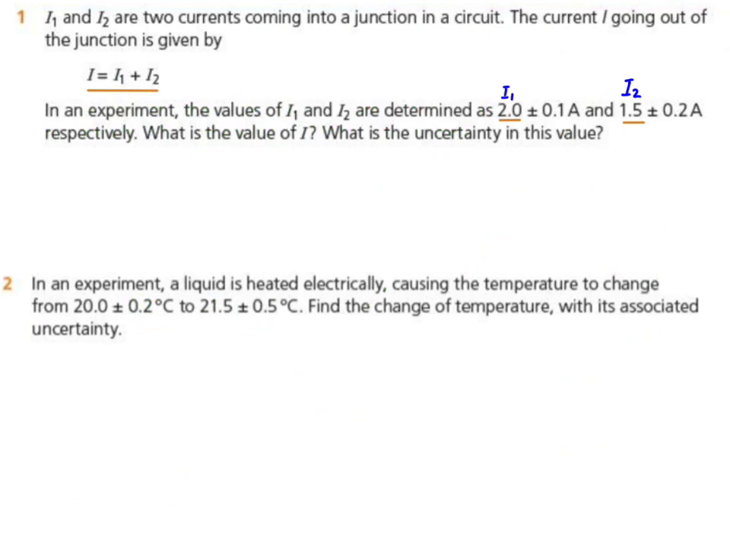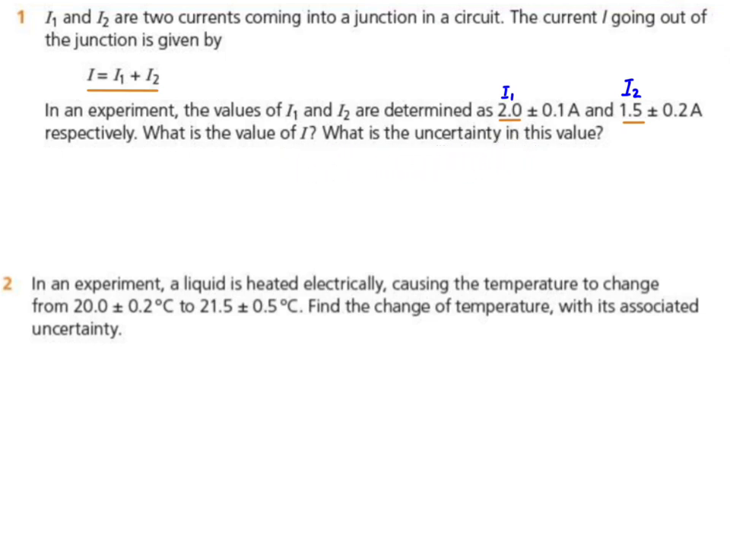Now another question on this concept of addition and subtraction. The question says I1 and I2 are two currents coming into a junction in a circuit. The current I is going out of the junction, given by I equals I1 plus I2. Values of I1 and I2 are determined as 2.0 plus minus 0.1 amperes and 1.5 plus minus 0.2 amperes respectively. You need to find the final value of I and the uncertainty in this value of I.